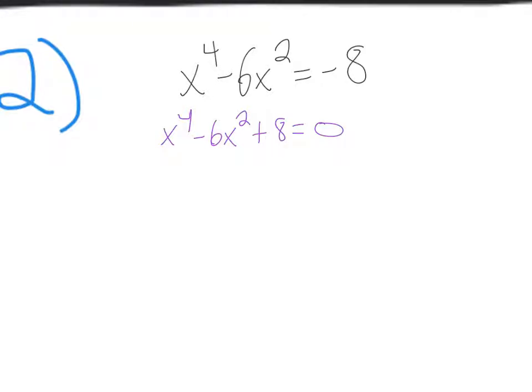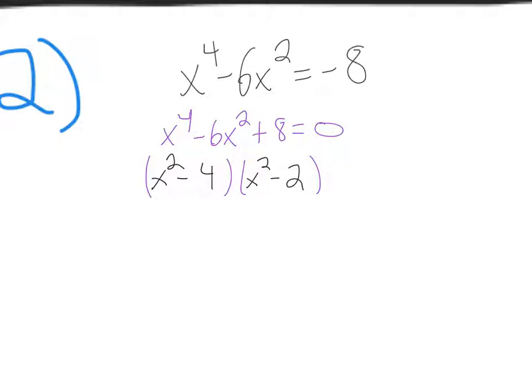Now for this problem, we realize that we can factor it into a simpler form. For this one, it's going to be x squared times x squared. And then how can I make an 8 so that I end up with negative 6 in the middle? That is just going to be negative 4 and negative 2. Double check my work: negative 4 times negative 2 is positive 8, and negative 4 plus negative 2 is negative 6.